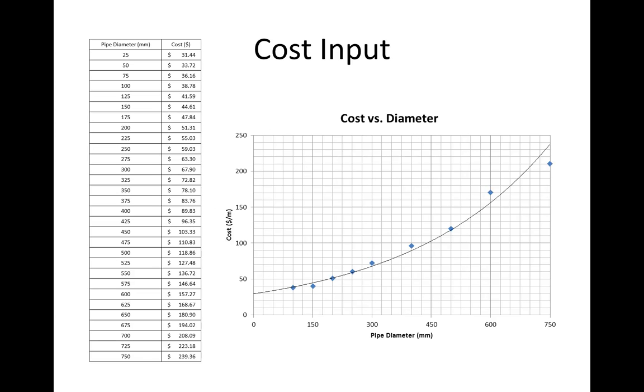At one point in WaterGEMS, we will have to input cost for each diameter in Darwin Designer, and I have already gone into Excel and expanded and interpolated the cost for this specific system. So this is what I'll be using, and I'll refer to it again once I start Darwin Designer. So let's go into WaterGEMS.